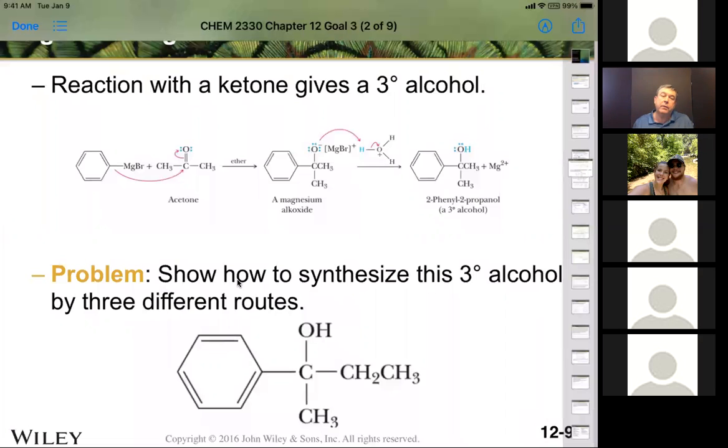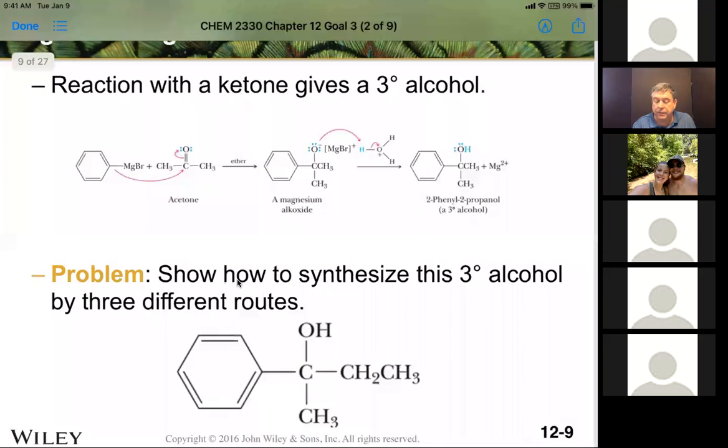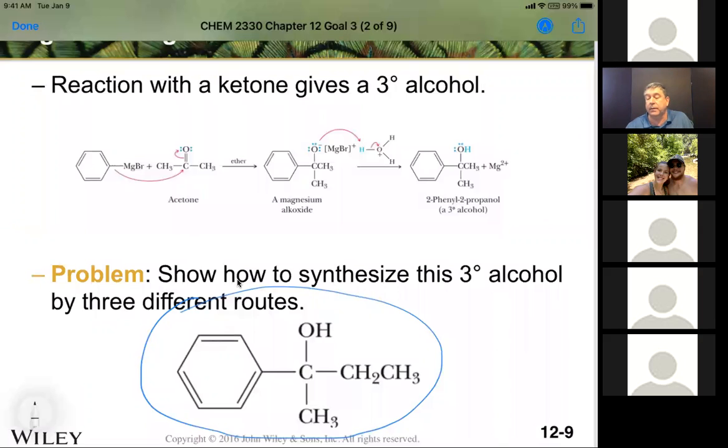So that's the great thing about Grignards. You can choose and pick which way you want to go. And as we discussed last time, you can actually go through this and make this by several different reagents. You just have to know which aldehyde or ketone you want to start with.